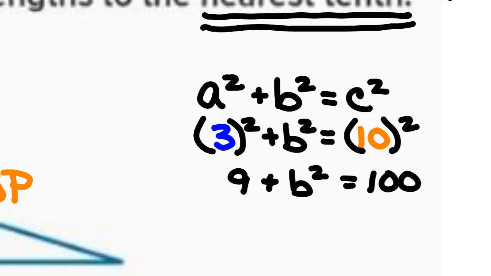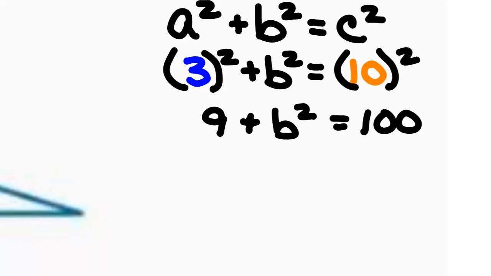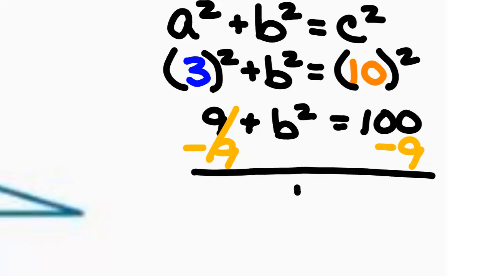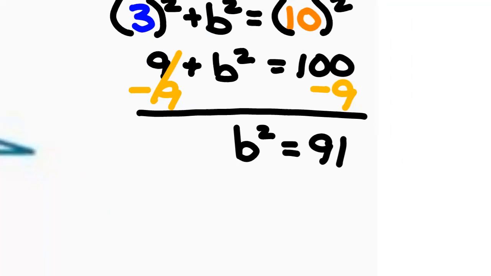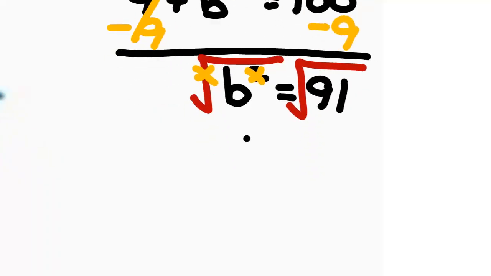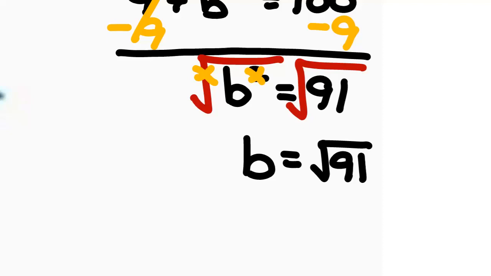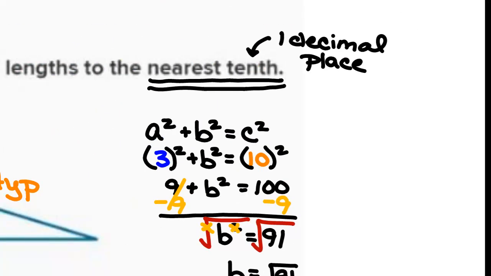What do I do now? Subtract 9 from both sides. What is 100 minus 9? 91. So I have B squared is equal to 91. And then what do we do? Square root. If you do it to one side, you have to do it to the other side. On the left, the squared and the square root cancel each other out, leaving me with just B. On the right-hand side, I have the square root of 91, but I need to see if that can simplify.